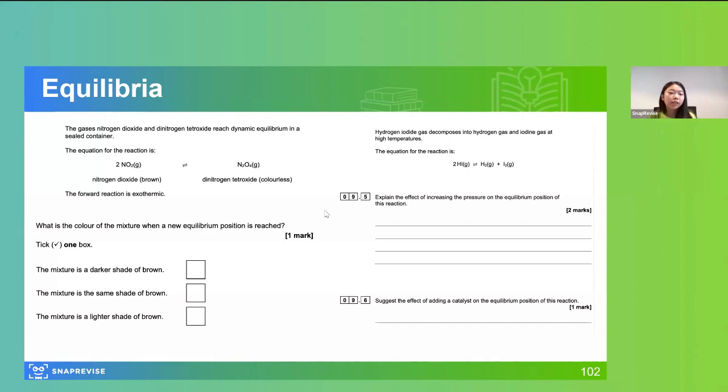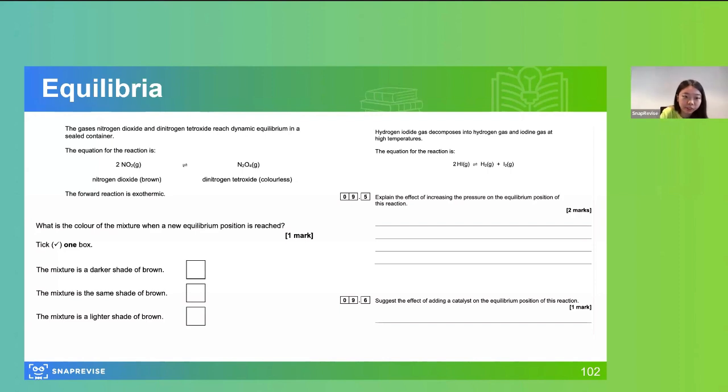Okay. To understand this, first of all, let's just look at the question. It's telling you that the equation is 2NO2 going to dinitrogen tetroxide, which is N2O4. The forward reaction, it tells you, is exothermic. So it's asking you what's the color of the mixture when a new equilibrium is reached.